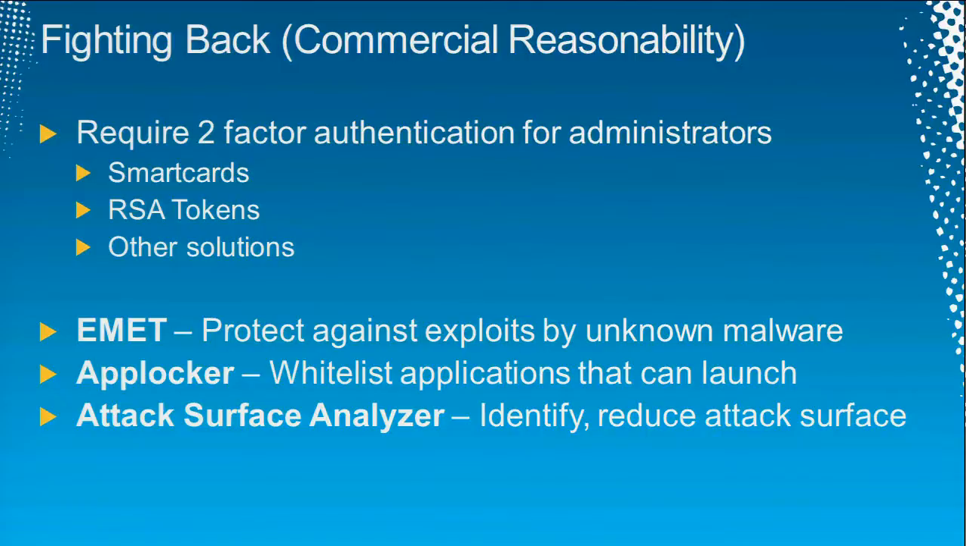Having that two-factor authentication where you're bridging those two worlds is a massive increase in security. And so that's something that we do recommend. We're not going to cover it too much in this talk, but it is a recommendation. The three tools we're going to talk about are EMET, which protects you against exploits by unknown malware and known malware. AppLocker for whitelisting which applications can and cannot launch. And Attack Surface Analyzer, which allows you to see your attack surface, address it, and measure fixing it, which Solomon's going to cover much deeper than that.